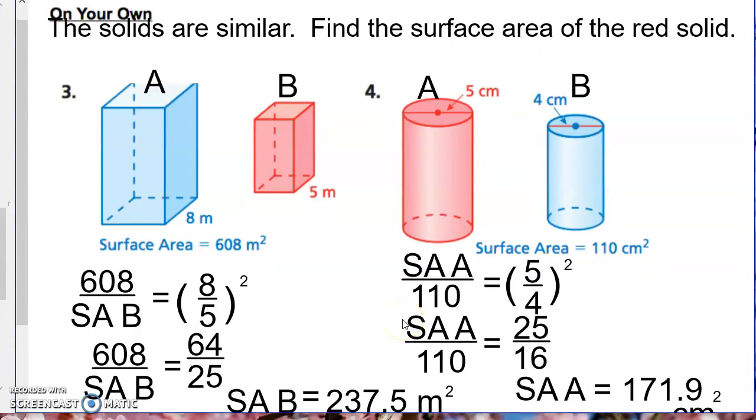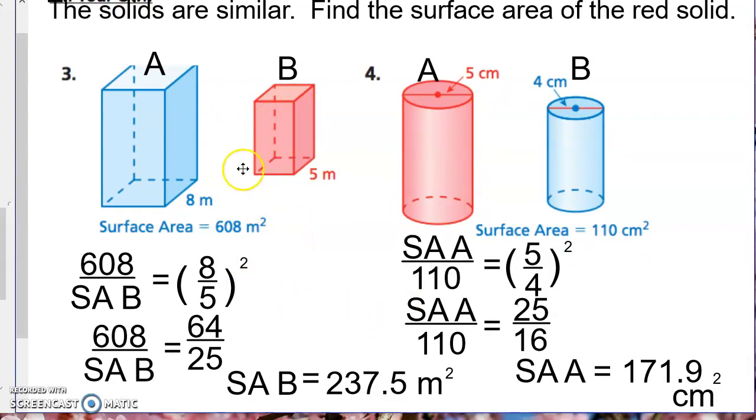All right, to check these ones. So these solids are similar, so find the surface area of the red solid. And I decided to label them A and B just so I could keep them straight. So first up, surface area of A is 608, and I'm looking for the surface area of B.